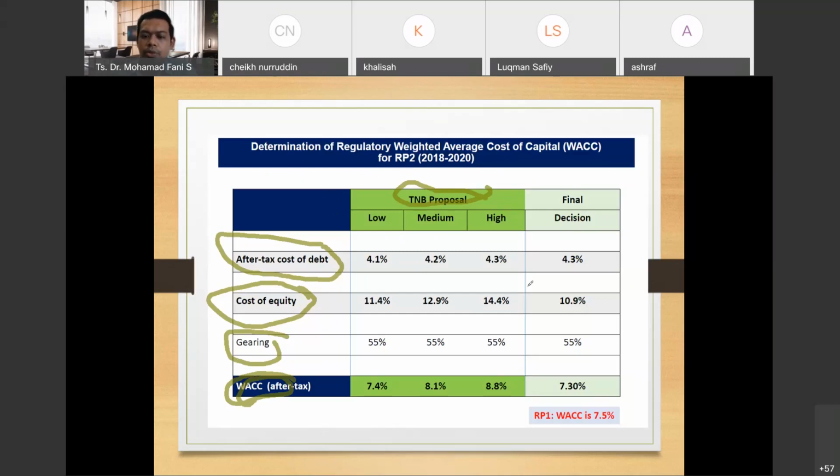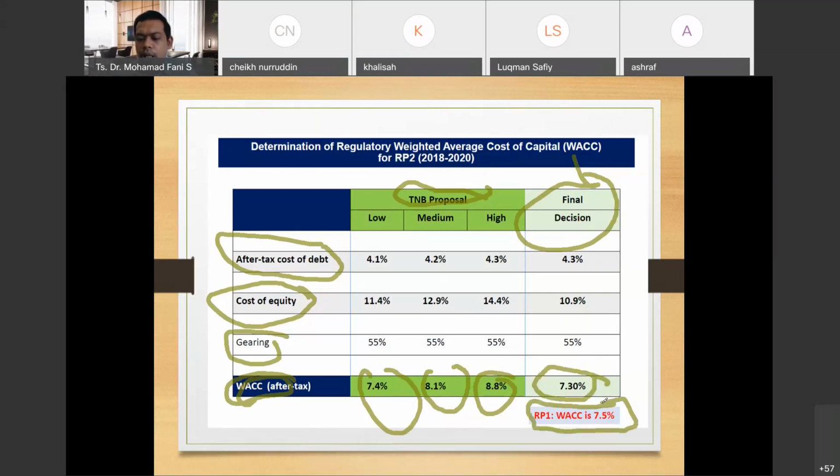But for RP2, they have submitted three values of the WACC: low, medium, and high. And the final decision is made by the government. So WACC has been set to 7.3 because in RP1 they enjoyed much profit when they set about 7.5%. So at that time, TMB received more profit for the RP1.